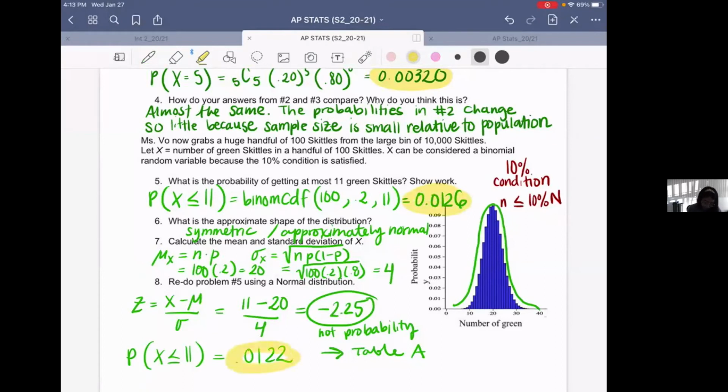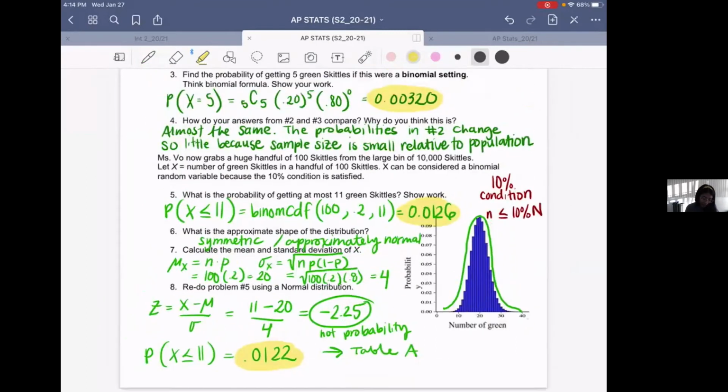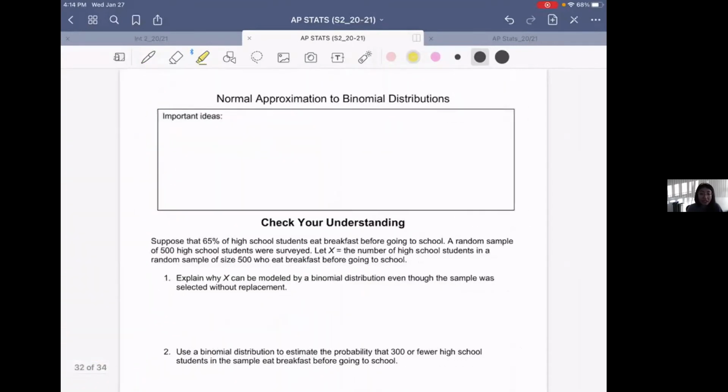So if you take a look at the probability that we found prior when using the binomial CDF, it is very similar to using our z-score formula. So that's how we know that it's okay to use the binomial formula in a problem like this, even though it is normal, okay? So that was this lesson for today. And then in terms of our lesson target, I will write those in a second.